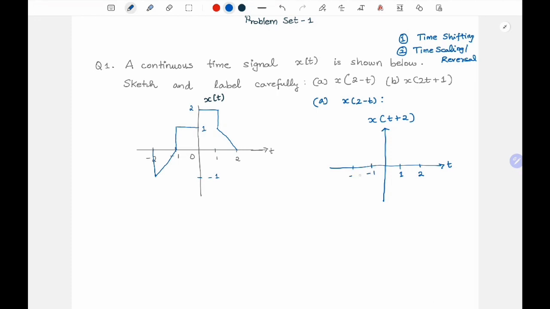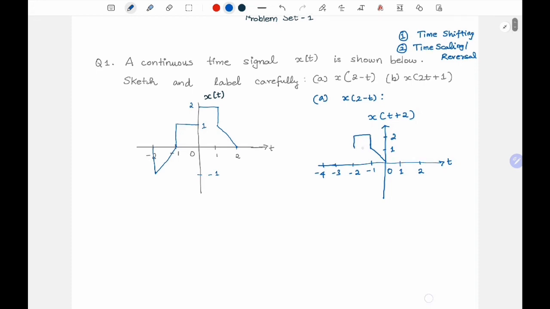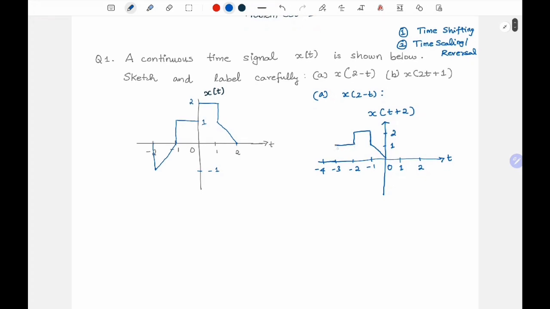So minus 1, minus 2, minus 3, minus 4. And if you see, it starts from 2, so here I have to start from 0. From 0 to 1 it is like this, and then from 1 there is an increase in the amplitude, so this is 1, 2. From minus 1 to minus 2 it remains 2, then it drops back to 1, and then it remains 1. Then it goes to 0, and from there it linearly increases to minus 1. So this is x of t plus 2.